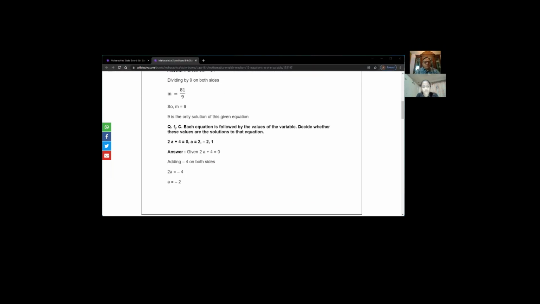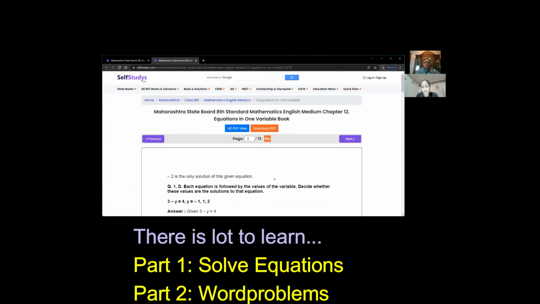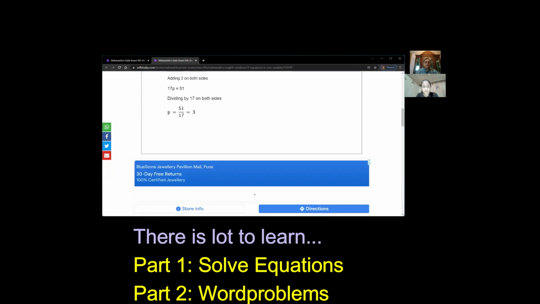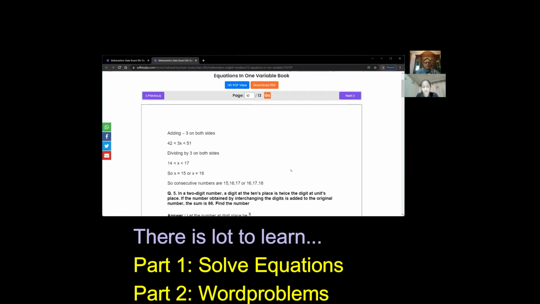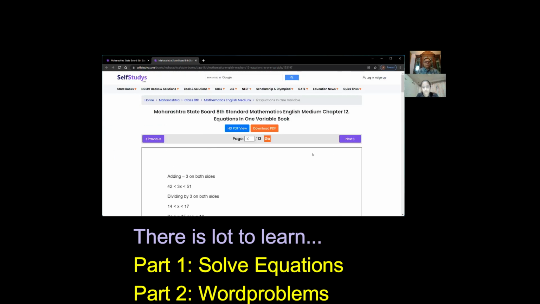Okay. Correct. Just go to pages 10, 11, 12. The end. Let me see. Till what you have to learn. Okay. Oh, that's good. Inequalities also. So it is not just equations. It is inequalities. Can I see the next page, please?